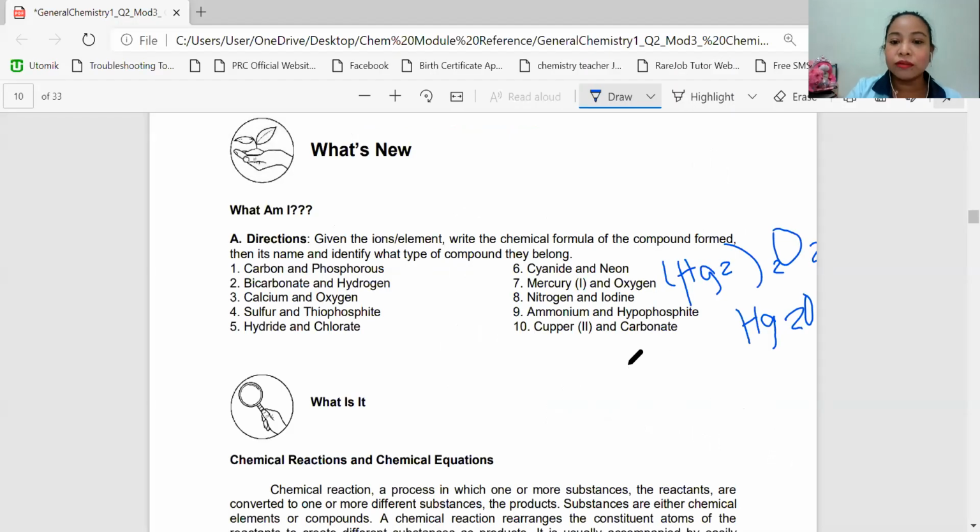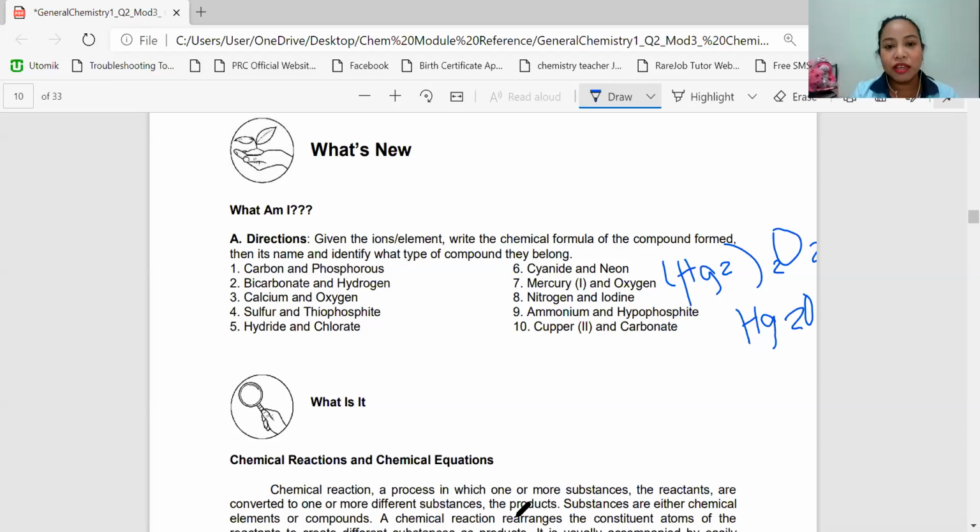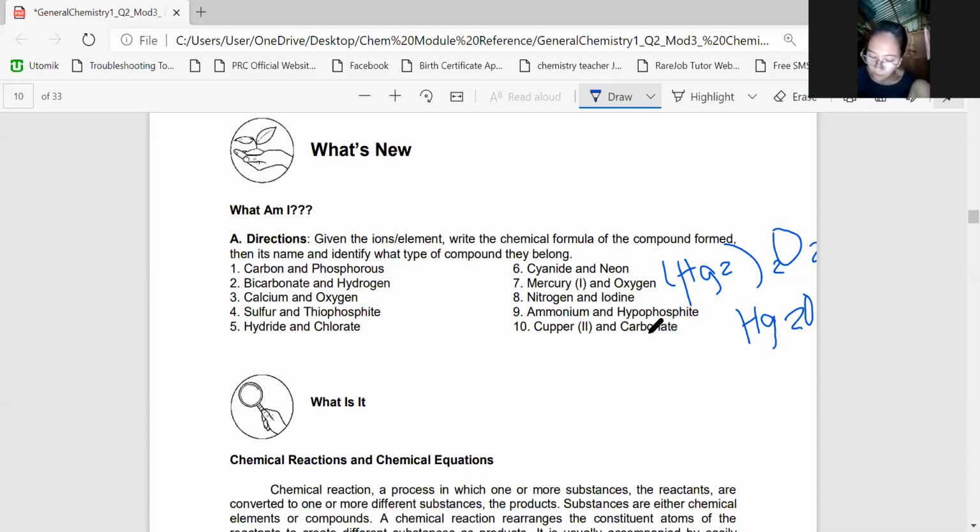Can you see it? Ammonium hypophosphite. Ammonium hypophosphite is NH4 plus, H4 plus, enclosed in a parenthesis. And then we have 3. Then we have PO2, hypo, negative. Why is there a negative 3? PO2, PO2 negative 3.